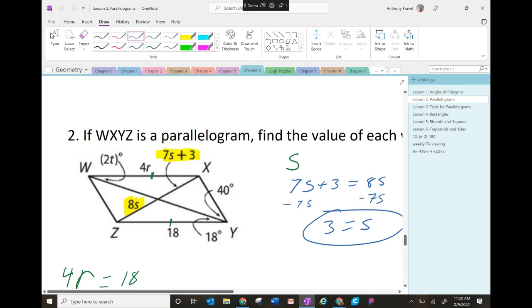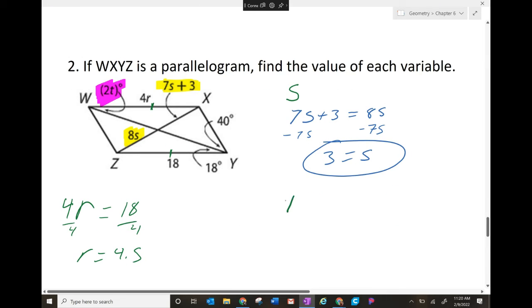My last one, I'm going to have my value for T. T's right there. For T, T is this angle up here. Remember, with that transversal, it's going to be the angle that's on the opposite corner of it. So what angle am I going to use? 18. Perfect. So I've got 2T equals 18. Divide both sides by 2. T equals 9. Feeling good?